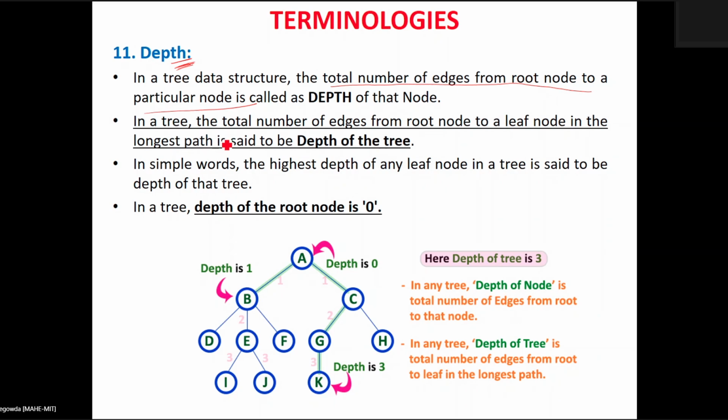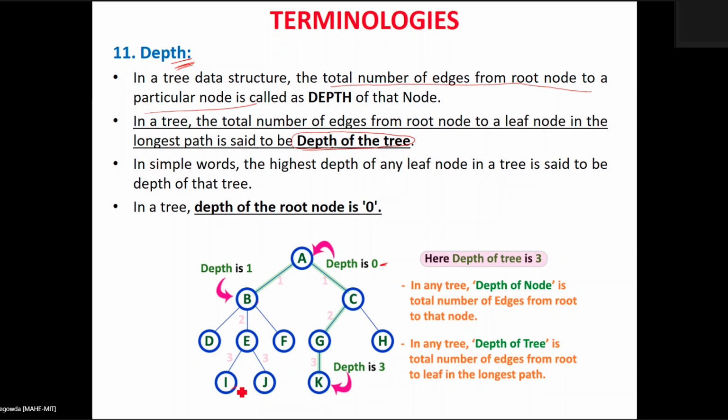So in a tree, the total number of edges from the root node to a leaf node in the longest path is said to be the depth of the tree. This depth of the tree and height of the tree may be the same for most examples. If you look at this example, the depth of the root node is 0. If you look at the B node, the depth is 1.